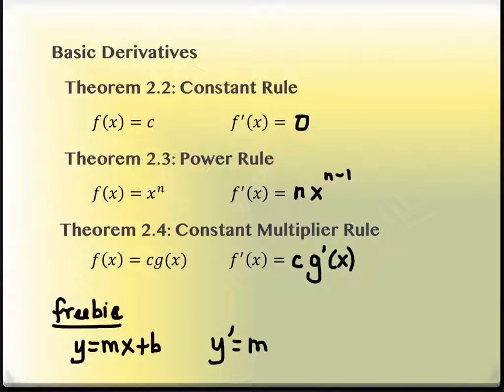And then we had this freebie that kind of associates with that. That's sort of an in-between of those two things, the linear rule. The linear rule says that if you have a line, the slope of the line is the derivative, because what we mean by derivative is slope. So it's just y prime is m.